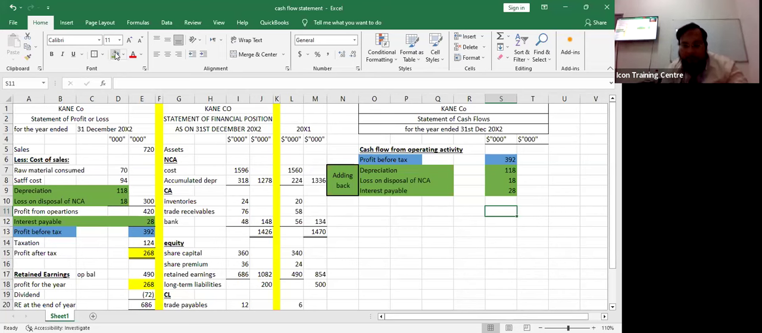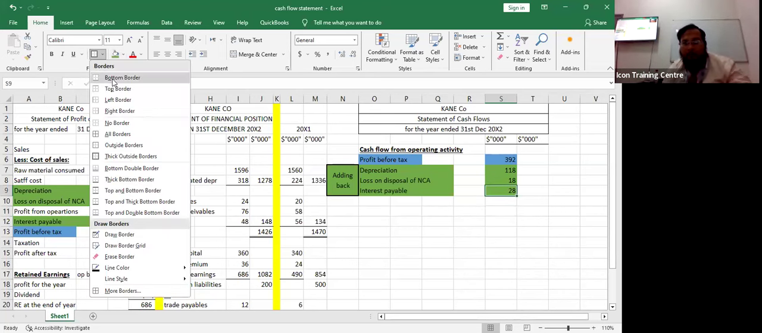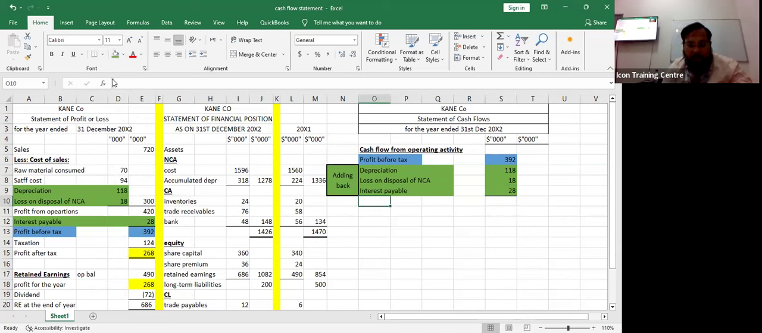Once you are done with that, you write here, profit before working capital changes. Brother, step number 3, cash flow statement, page number 74. So we are doing this question, very, very important.